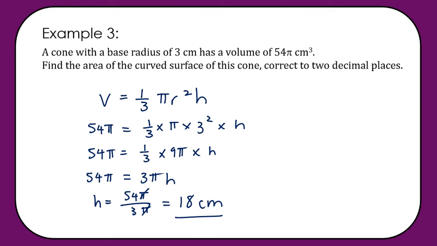Now actually, I got a bit ahead of myself there. The question asks me to find the area of the curved surface of the cone. Okay, so let's think about what we've just worked out. So we have a cone. Now we knew its volume and we knew its radius. Its radius was 3. And we've just worked out its height to be 18. And so now that we know the radius and the height, we should be able to work out s, which will allow us to work out the curved surface.